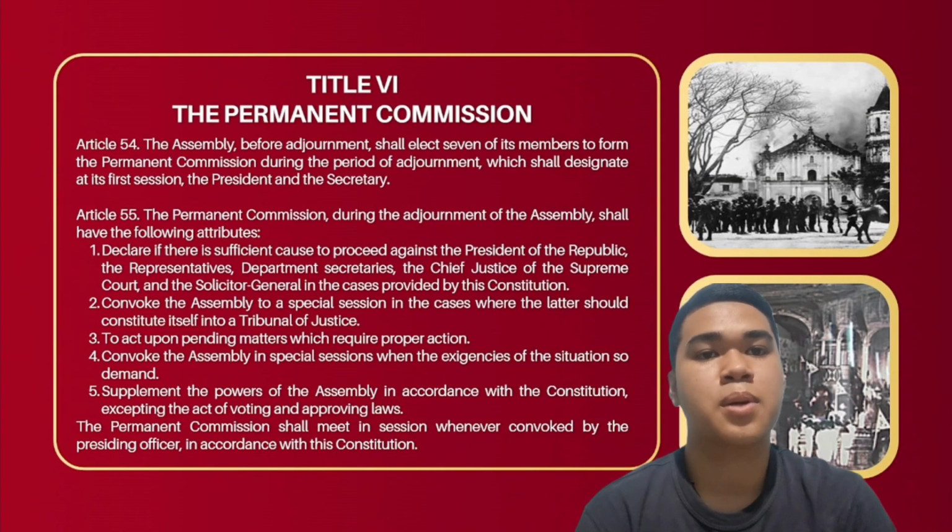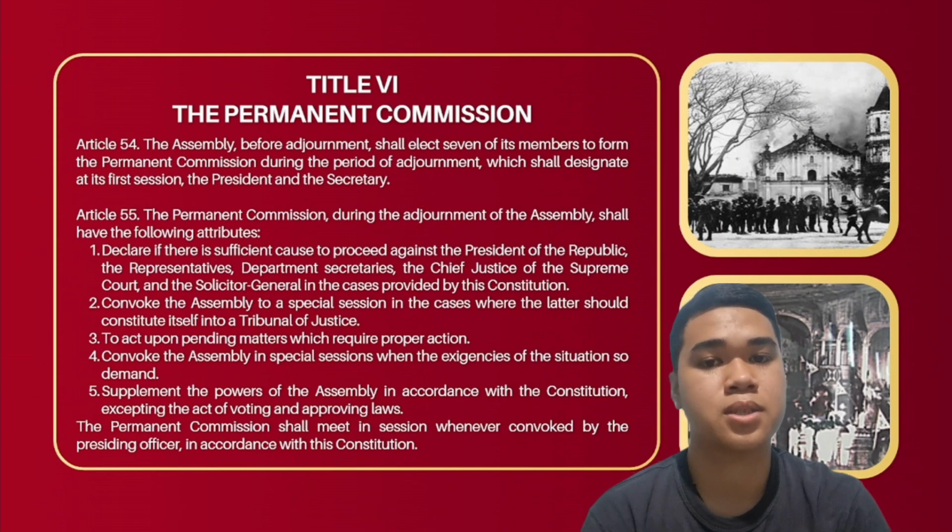Title 6. The Permanent Commission. This title has 2 articles. The first one is Article 54. It declares that the Permanent Commission is the designated body tasked with supervising affairs during the Assembly's recess, and it requires that this body choose its leader at its first meeting.